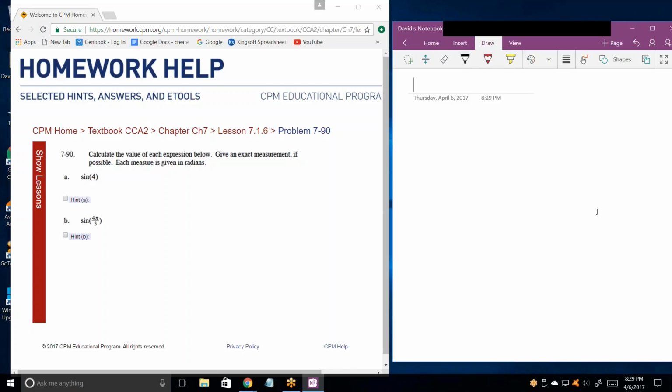Back to trig. Hold on. My dog got trapped. That's funny.